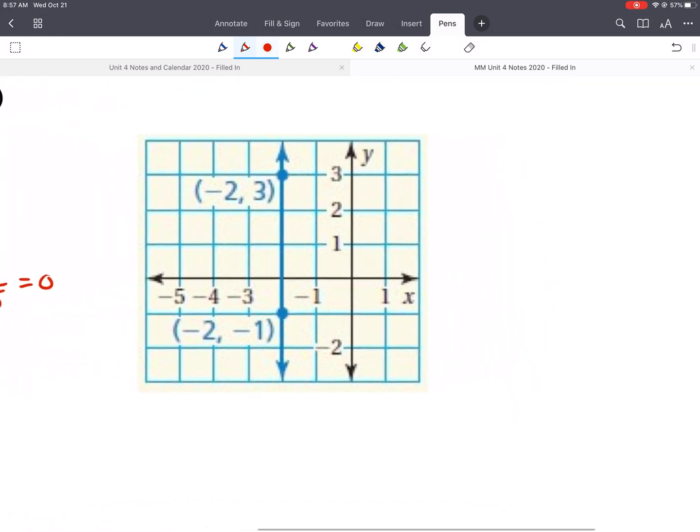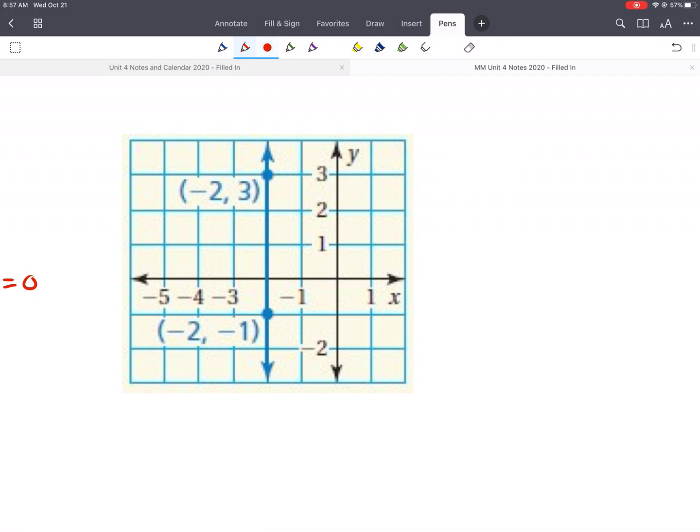And then here again is another example of when it's a vertical line. Okay, then we could do our rise. Well, the rise between those 2 points would be 1, 2, 3, 4. And then the run, it doesn't go left or right at all, so it would be a run of 0.